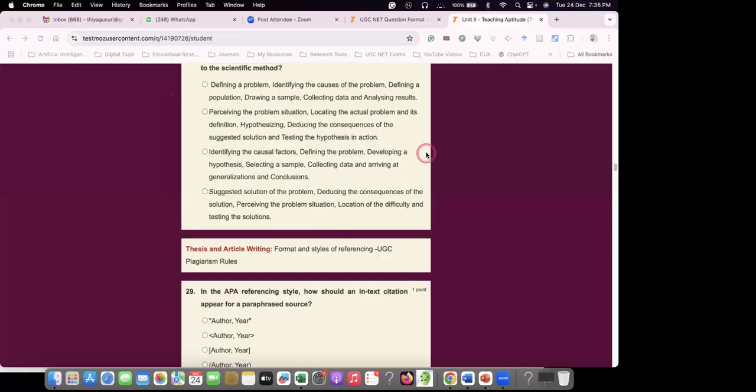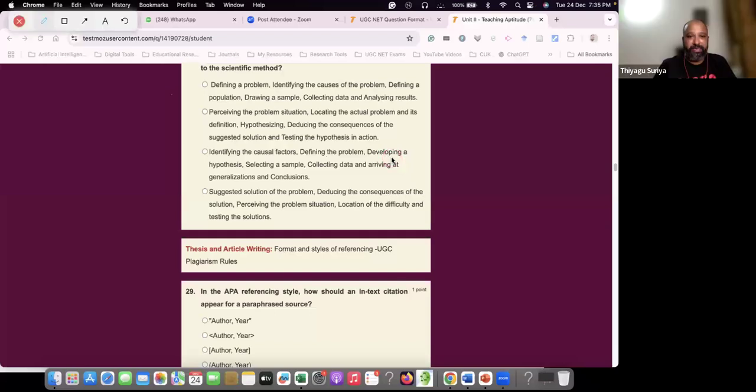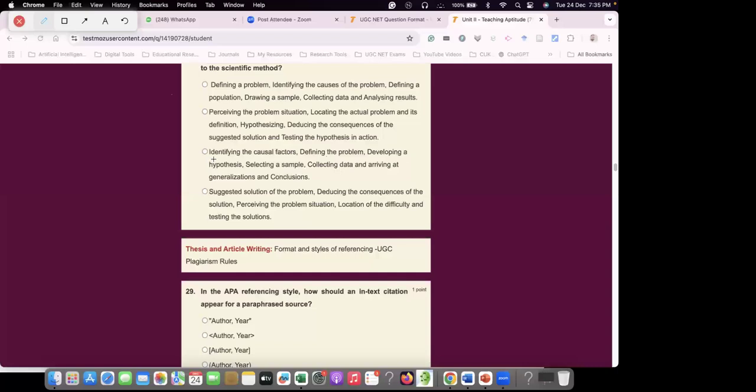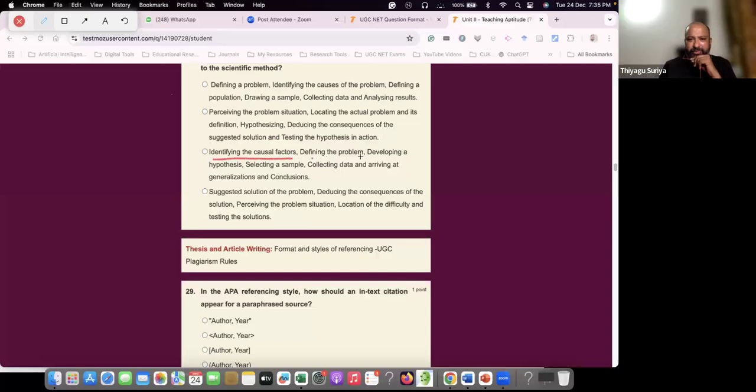Identifying the cause factor, defining the problem. Which is the third one? Option C. Which is the correct one? Defining the problem, developing hypothesis, selecting the sample, collecting the data, arriving at a conclusion. This answer C is the correct answer.